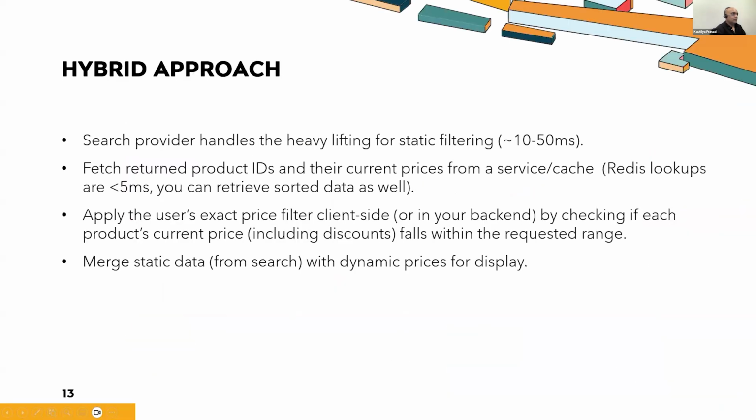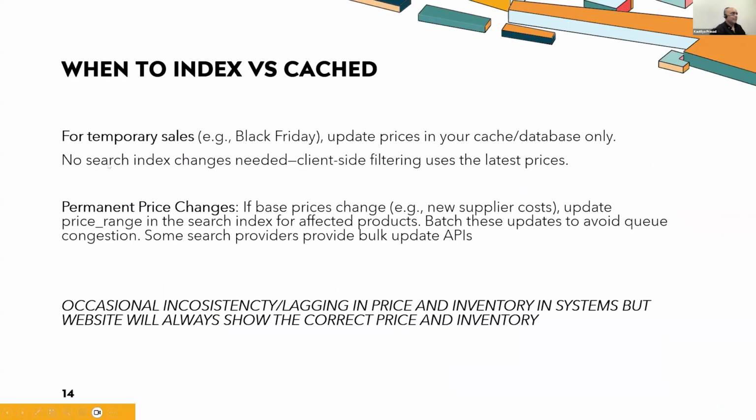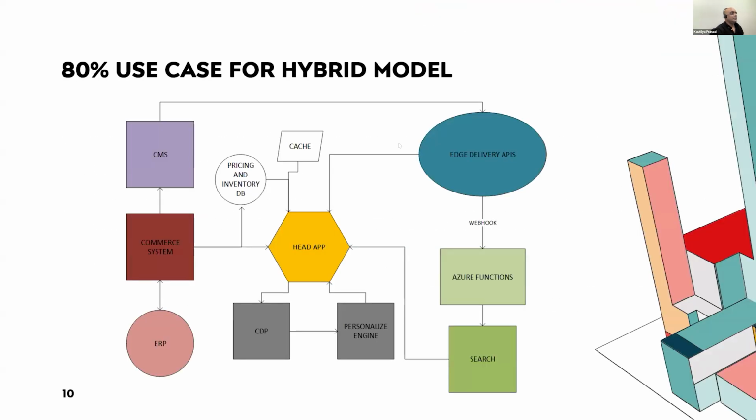Right. So now let's talk about it. We talked about how you don't have to index it, it's only client side. For permanent changes, yes, from tomorrow this is the price going forward, you have to go and index it. And I mentioned occasional inconsistency will be there, because the updated price and inventory may be here but still making its way here. So the head app is still filtering, but you may see it today and not see it tomorrow because it was not indexed yet, it is getting indexed. But that's a trade-off a lot of people are okay with.